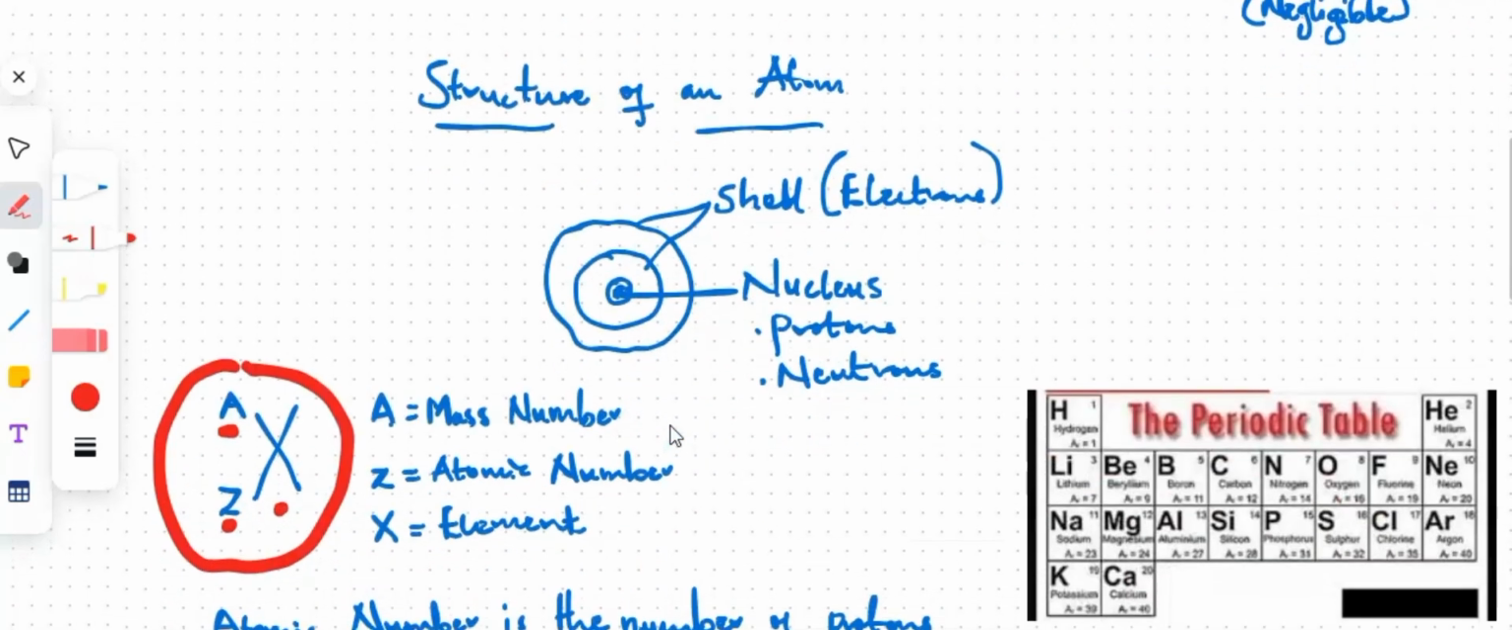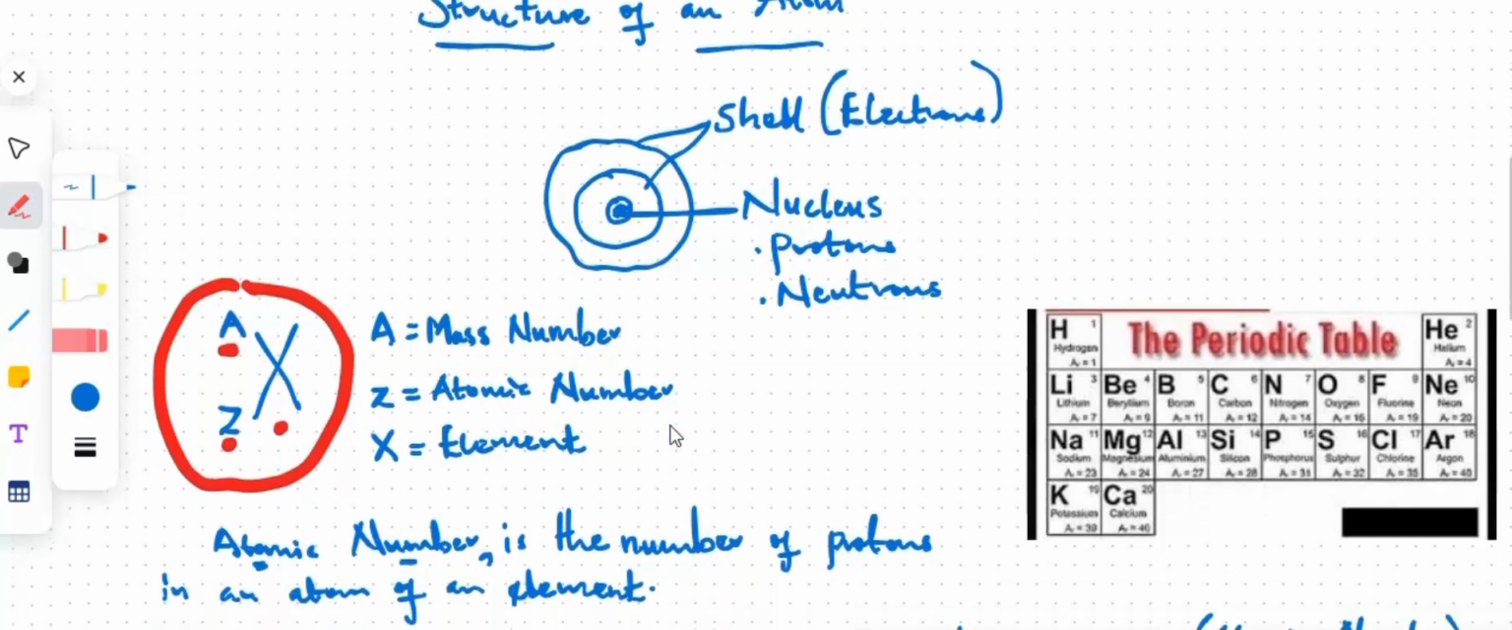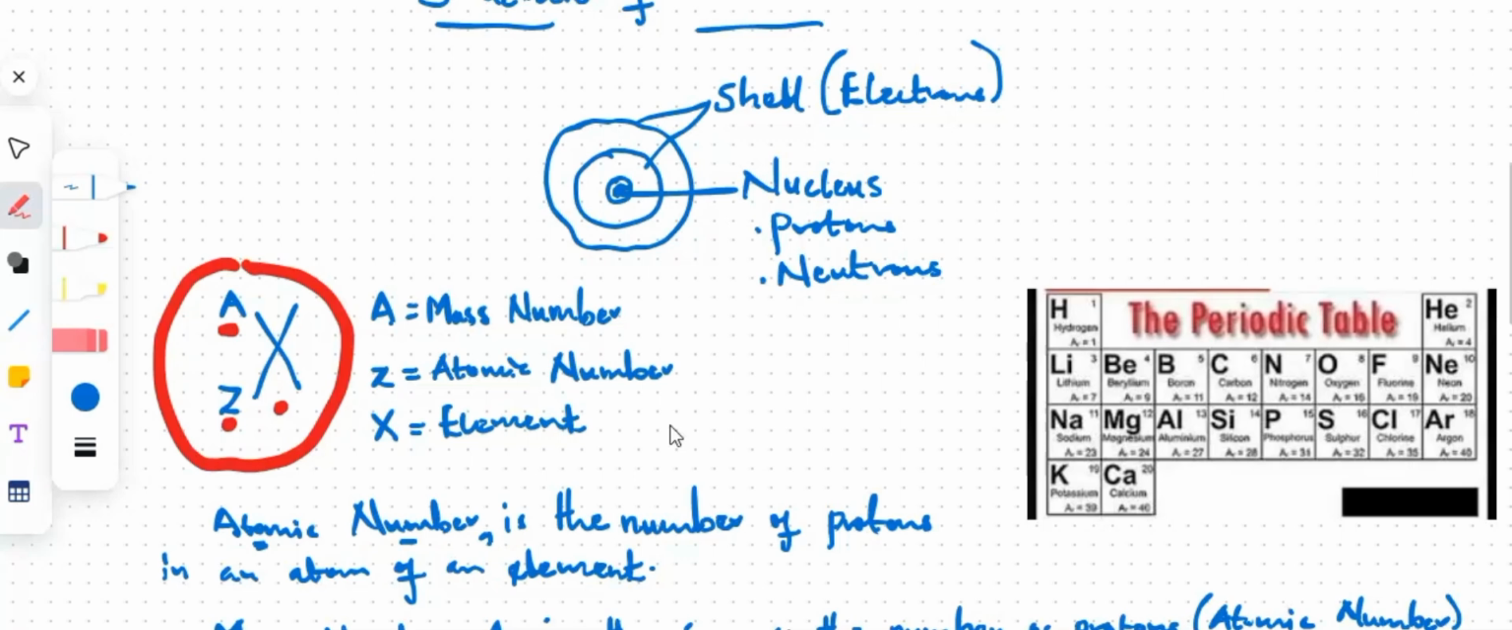Then we move on to talk about the structure of an atom. For the structure, we have the shell, which holds the electrons, and we have the nucleus. The nucleus is the central part. Here is your nucleus. The nucleus has your protons and neutrons.